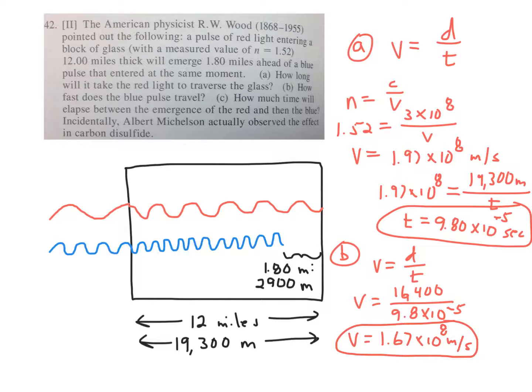But it asks you how much time will elapse between the red and the blue emergence. Well, it's just another V equals D over T problem, because the blue still has to go 2,900 meters yet. We're looking for the time. You're going to take this velocity. I'm out of space. You can do this. Plug in that velocity. How much time will it take for the blue to travel that final 2,900 meters, and that's the final one.